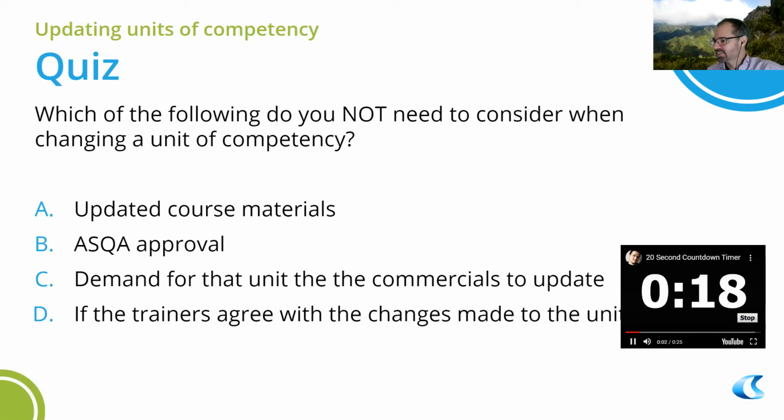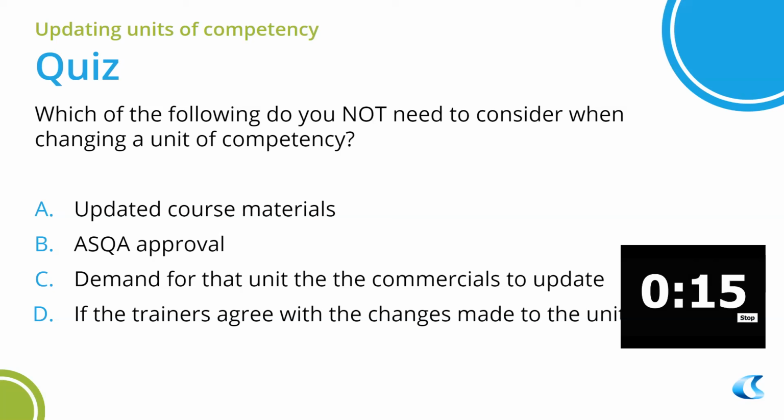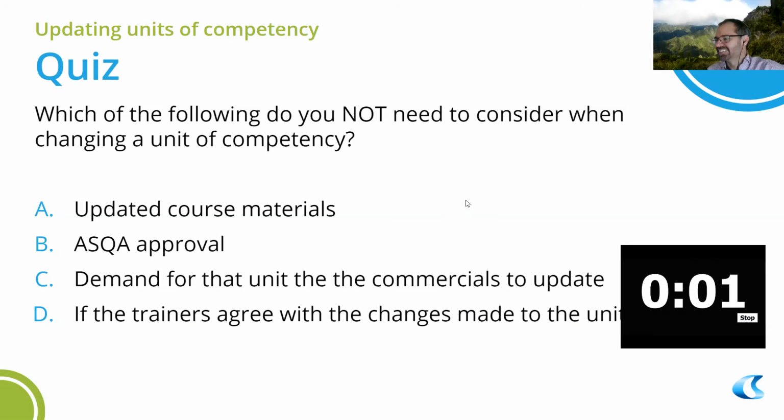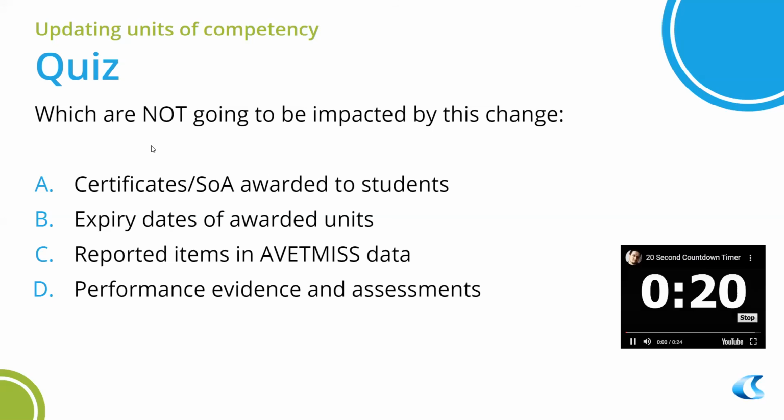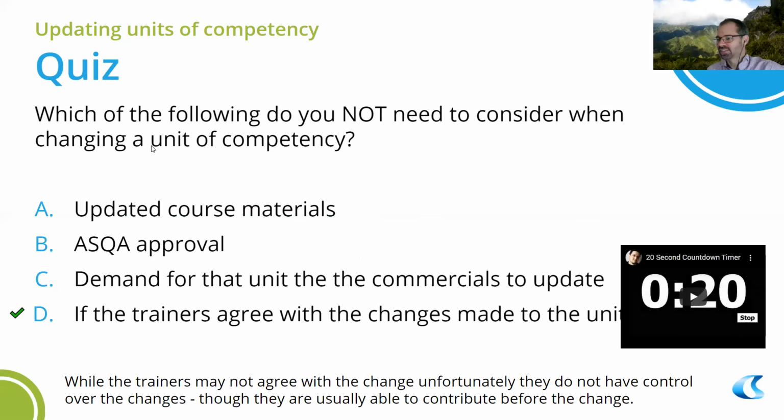Which of the following do you not need to consider when changing a unit? D. Demand for that unit commissions. Yeah, definitely D, right? That better be right. Obviously, the trainers may not agree with the change. Of course, they don't have control of the changes.